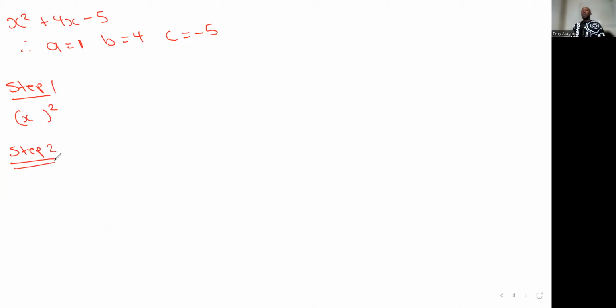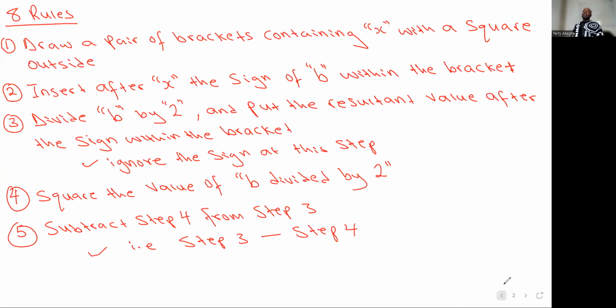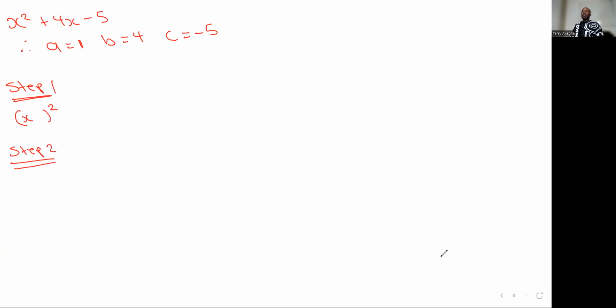Now, step 2. Step 2 said, insert after x the sign of b within the bracket. So what is the sign of b here? You can see that b is positive. Are you seeing it? The sign of b. b is positive, so there's going to be x plus, squared. That makes sense? Nothing else. Step 3. Are you seeing how simple it is?